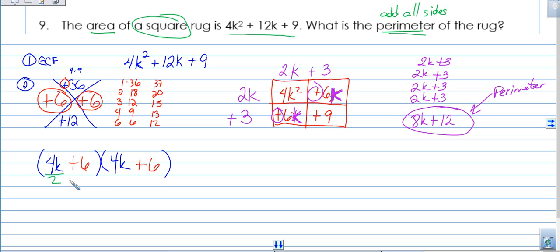4 and 6 have a 2 in common, so we'll divide everything by 2. Okay? 4 divided by 2 is 2 with a k, and then plus 3. And so then you get 2k plus 3. Okay? So notice how they're the same. So now if you're trying to find perimeter, you'll do just like we did in the previous question where you'll add all the sides. Well, there's 4 sides to a square, and all the sides are the same. So you have 2k plus 3 plus 2k plus 3 plus 2k plus 3 plus 2k plus 3. So we're adding all that, and you get 8k plus 12 is the perimeter.